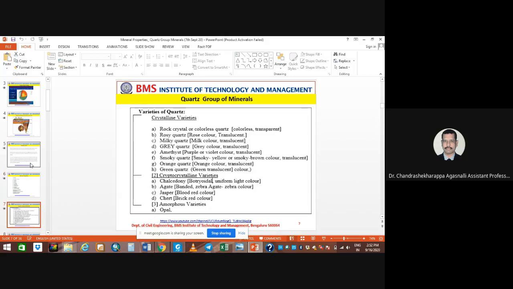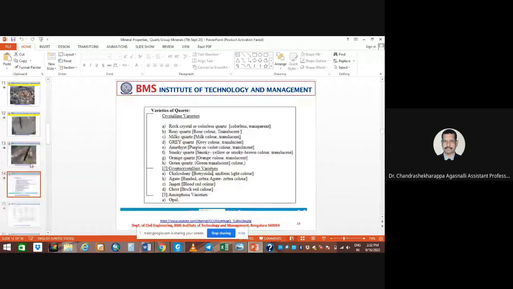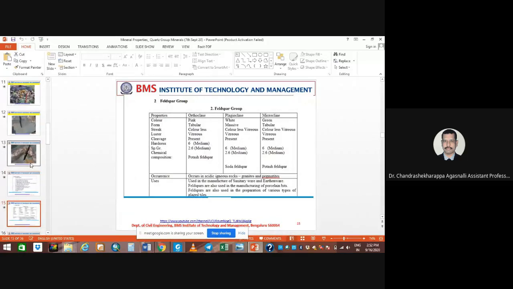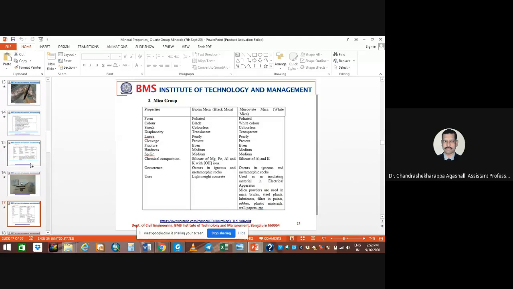The quartz group is completely industry oriented. It is used in manufacturing glasses, ultrasonic equipment, and radio frequency devices. This is how it occurs in the field. The feldspar group is mainly used in the sanitary ware, porcelain, and tile manufacturing industries. Mica is generally used in electrical industries due to its high heat resistance.